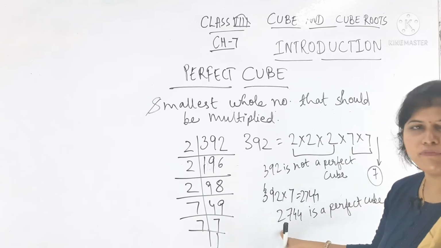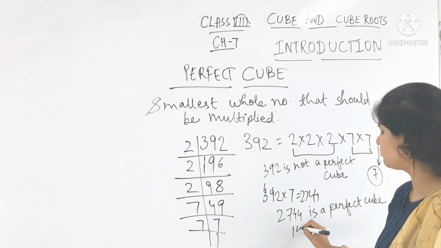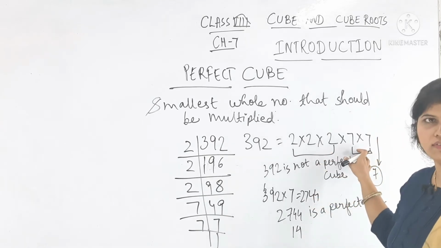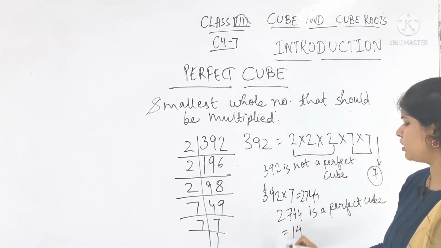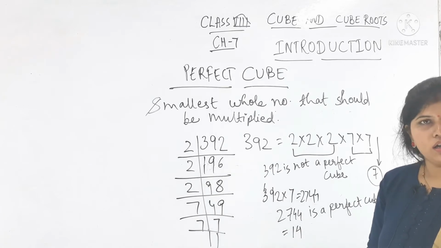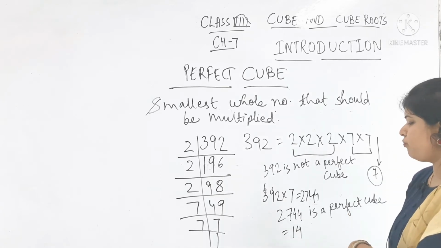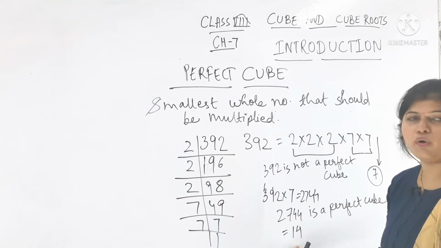This is the perfect cube of 14. I will get 2 into 7, right? So 7 2s are 14. 2744 is the perfect cube of 14.